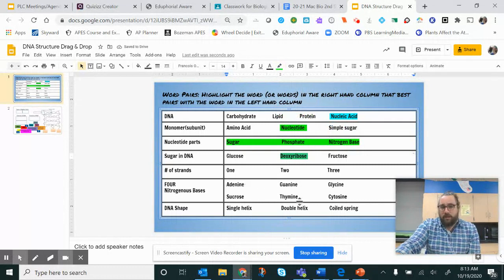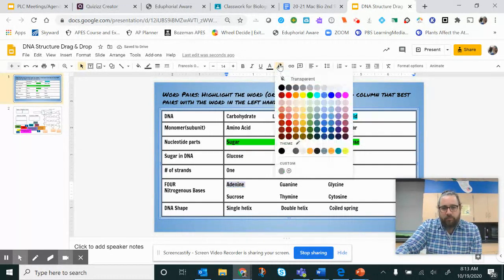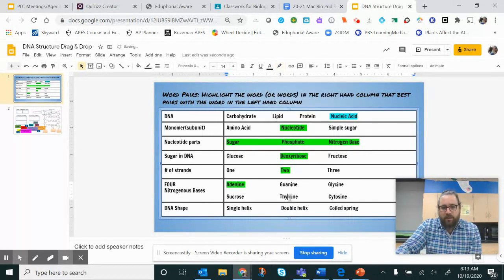Number of strands. DNA, everyone knows DNA is triple stranded. No, wait. No, it's not. It's double stranded. So let's highlight that guy. What are the four nitrogen bases? A, T, C, and G.